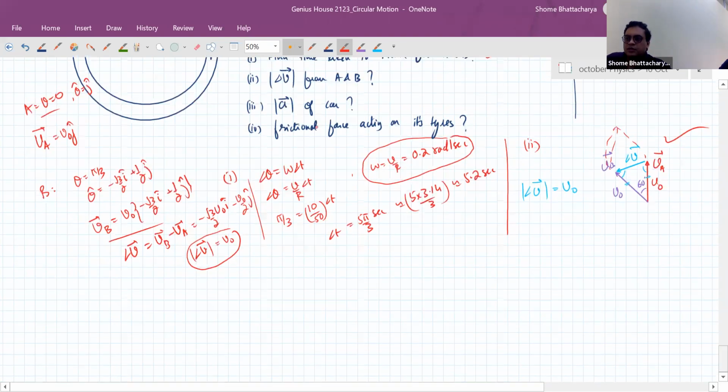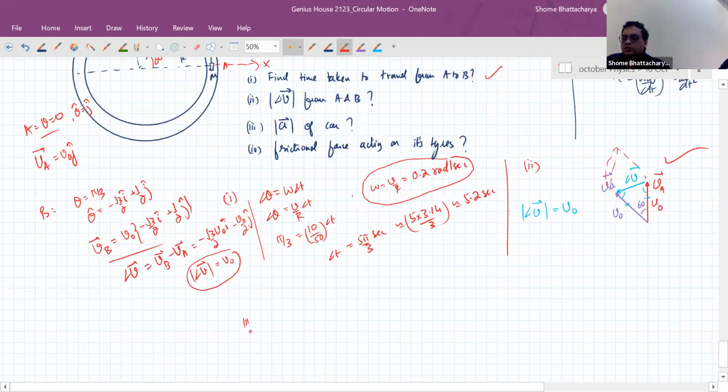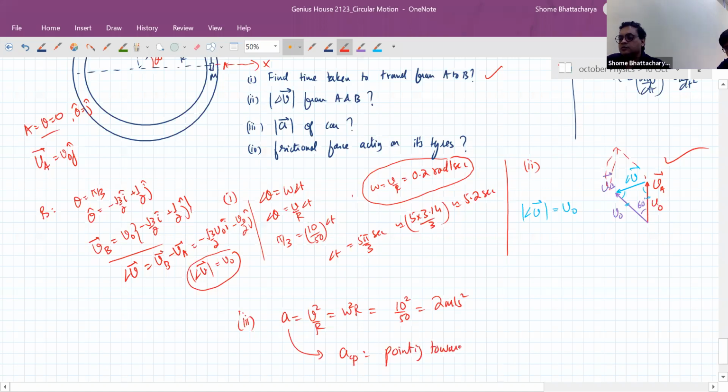Now coming to the next part, the acceleration in uniform circular motion. You can see the acceleration is v square by r in magnitude, or omega square r. So in this case, that is 10 square divided by 50, an acceleration of 2 meters per second square. And this is a centripetal acceleration. It's always pointing towards the center.